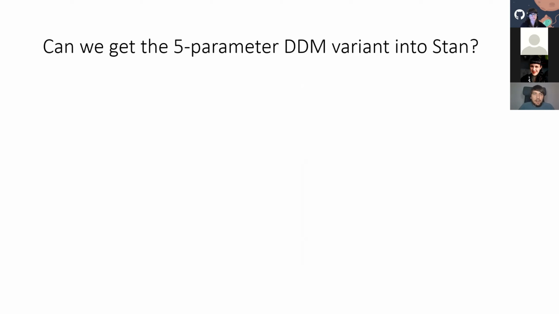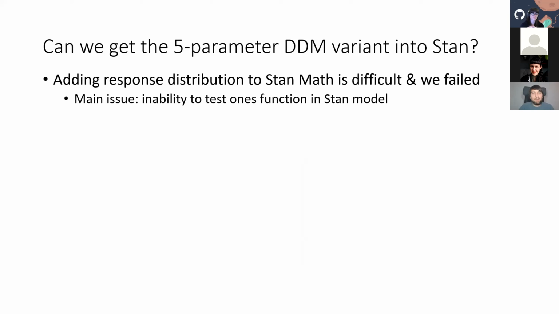Okay, let's quickly sum this up. Can we get the 5-parameter DD variant into Stan? Adding the response distribution to Stan math, the official way, is difficult and we failed. We couldn't get it accepted, but the main issue is that we couldn't test the function in a Stan model. You can make a clone of Stan math, add something there, and compile it, but we didn't figure out a way to then actually use it in either RStan or CmdStanR. If that were better supported or there were a better way, I think that would help in getting this done.